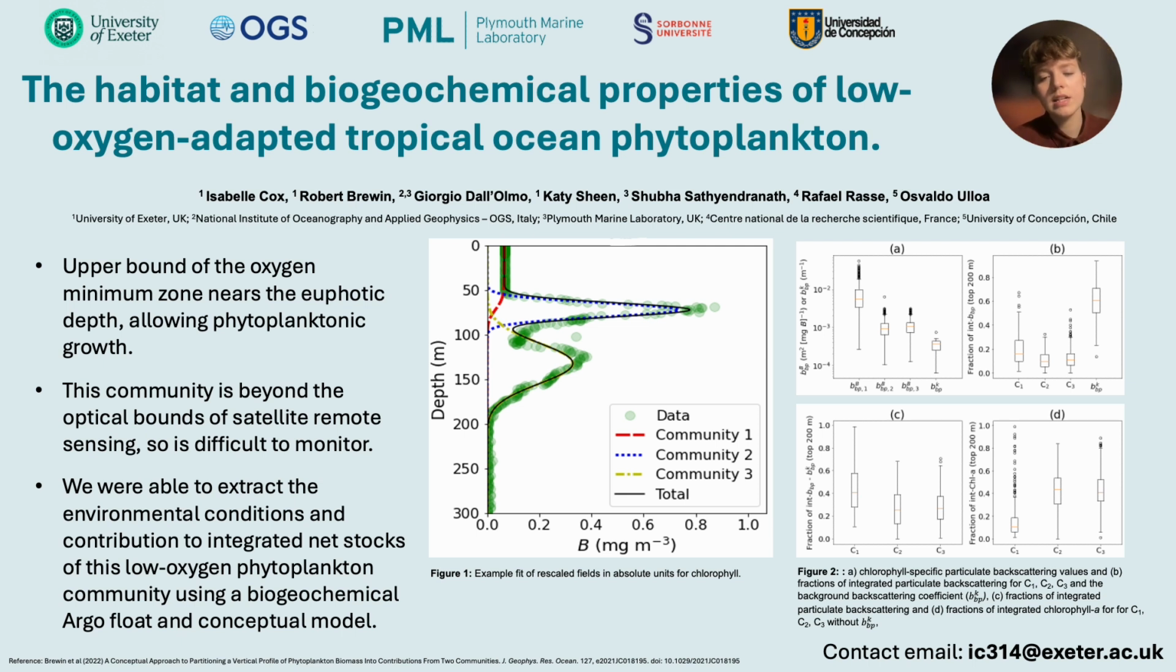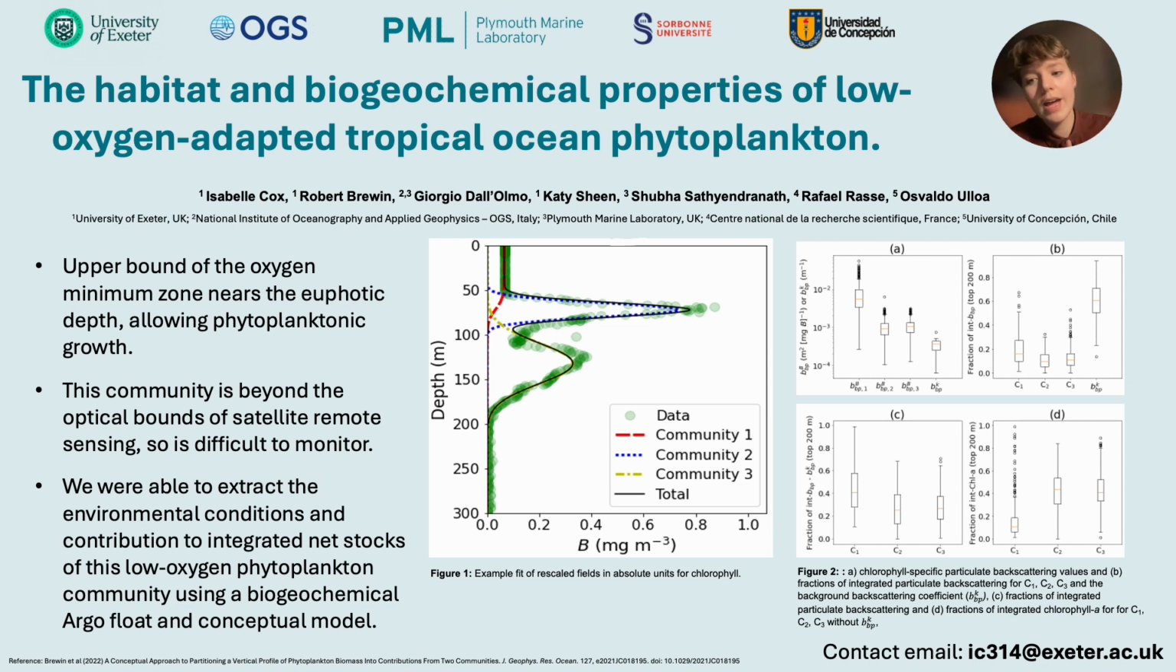The model is an extension of Bruin et al.'s 2022 two-community model, allowing us to isolate each community, seen here with the red, blue, and yellow lines. Isolating these communities allowed the extraction and quantification of integrated net stocks. This is seen here in Figure 2. Figure 2D shows that Community 3 and Community 2 contribute similarly to integrated stocks of chlorophyll A, emphasizing the potential contribution that this community has to biogeochemical cycles.